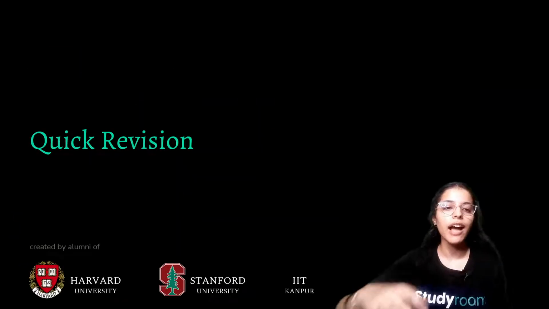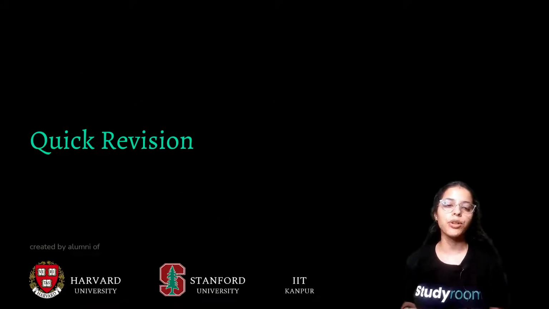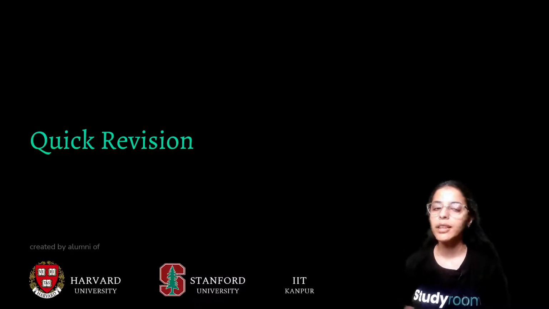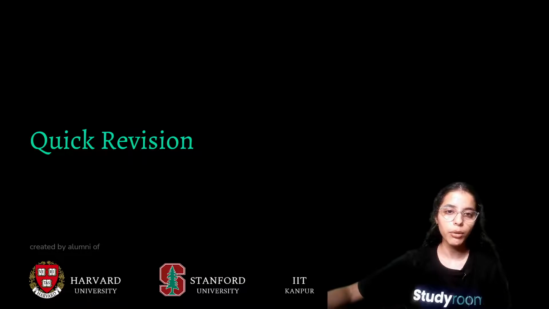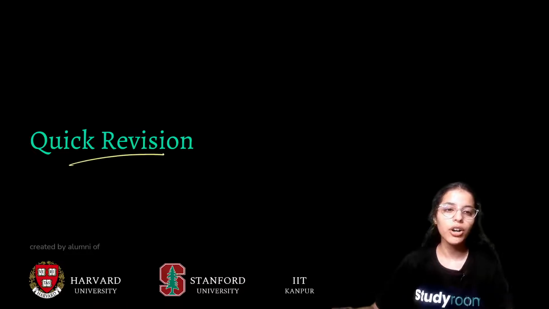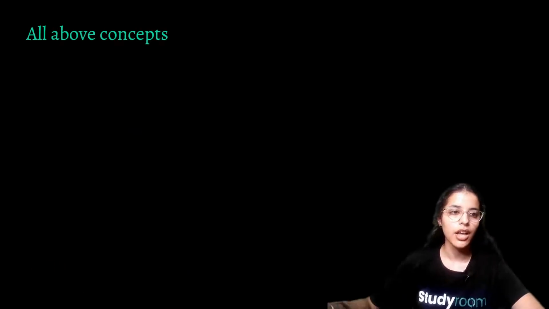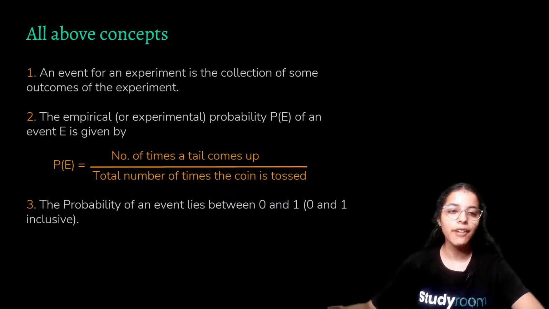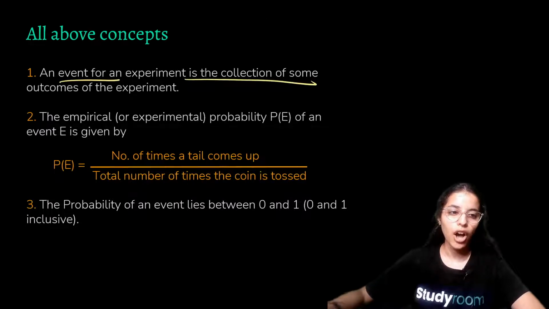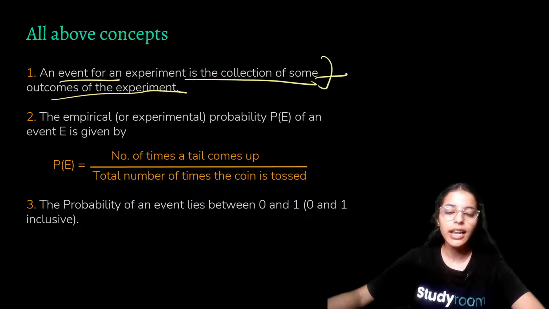Now we have learned a lot of things in this chapter about how to find the probability, why we should study it, what is the use of probability, etc. So now let us do a quick revision of what we have learned. The first concept is that an event for an experiment is a collection of some outcomes of the experiment, right? It is a collection of the desired outcomes that we want.